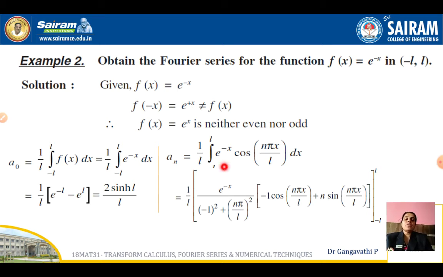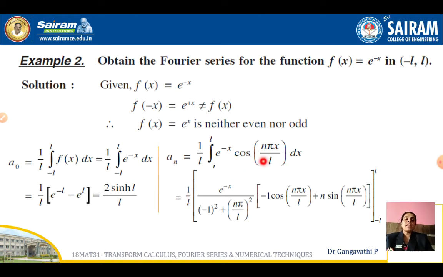And an is equal to, the formula is 1 by L integral minus L to L e power minus x cos n pi x by L. This is a standard formula for A naught and an, whereas if you put L equal to pi everywhere you have L, you get the formulas for integral minus pi to pi cos nx, as in the previous problems. So this is actually the original one. If you put L equal to pi, pi and pi get cancelled, you get cos n pi. That is what we have used in the earlier problems. So an is this standard formula.